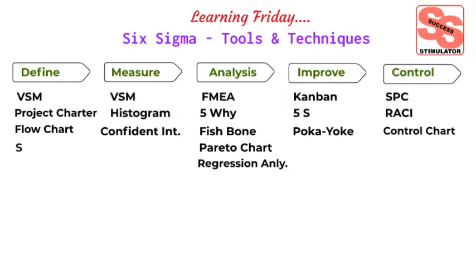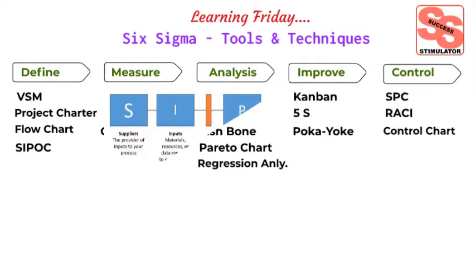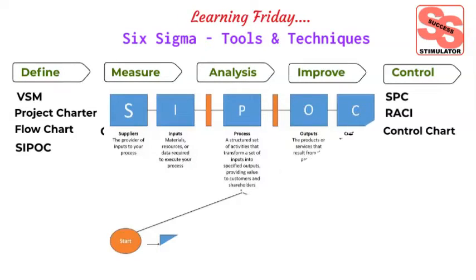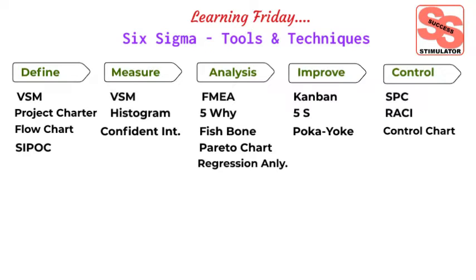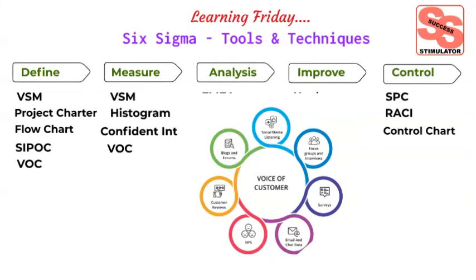Next one is SIPOC. SIPOC stands for suppliers, inputs, processes, outputs, and customers. In practical terms, SIPOC is a method for describing and improving processes, by summarizing the inputs and outputs of one or more processes. Next one is Voice of Customer. Voice of the customer is a process where your company seeks customer feedback about their experiences with your products and services, then turns that feedback into usable insights.